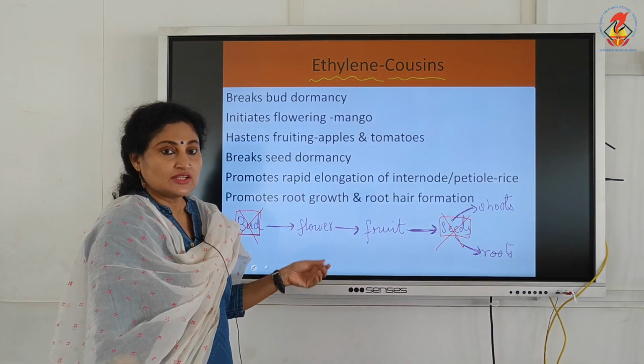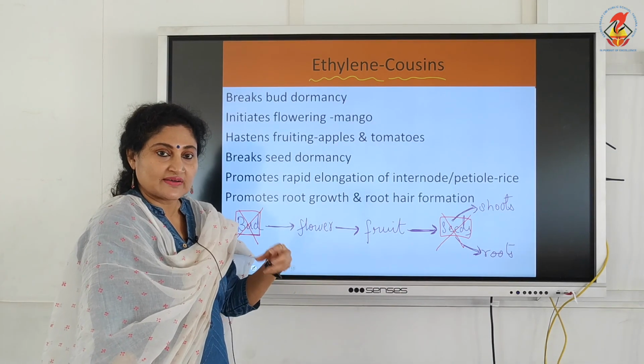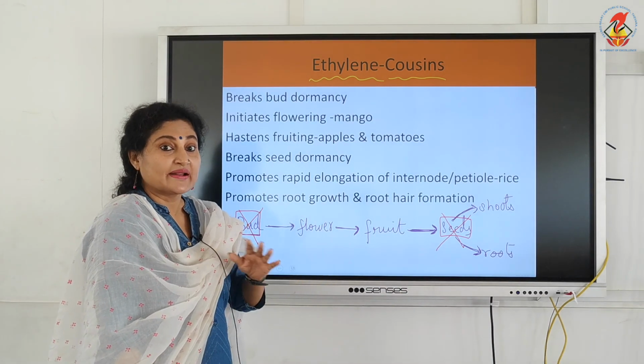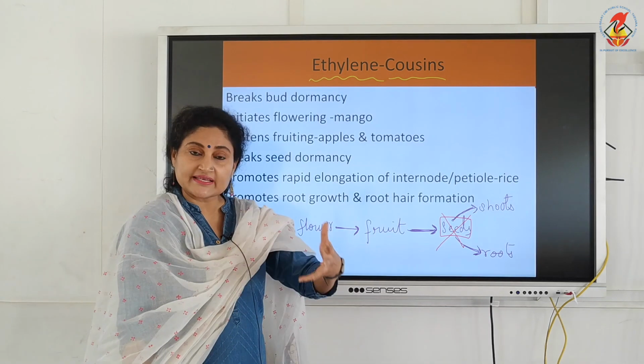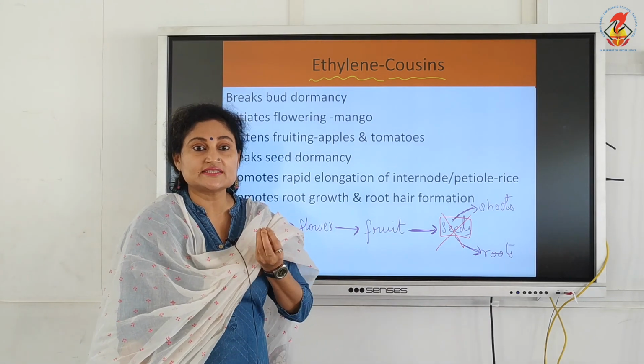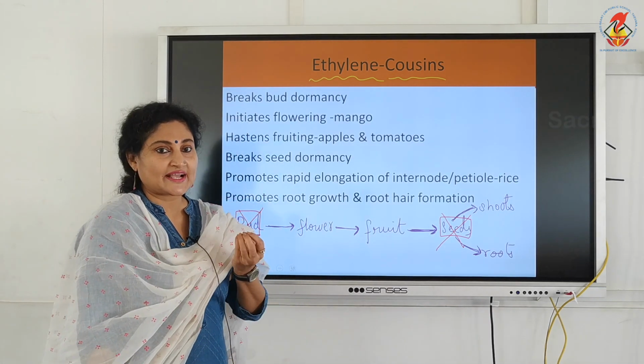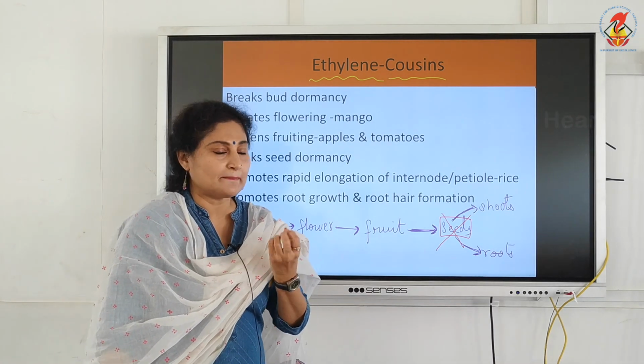But the role of ethylene: if ethylene is applied on such plants where the buds are dormant, it breaks bud dormancy. Breaking bud dormancy means it initiates blooming of the buds. So the actual effect is that it helps in the blooming of the bud.